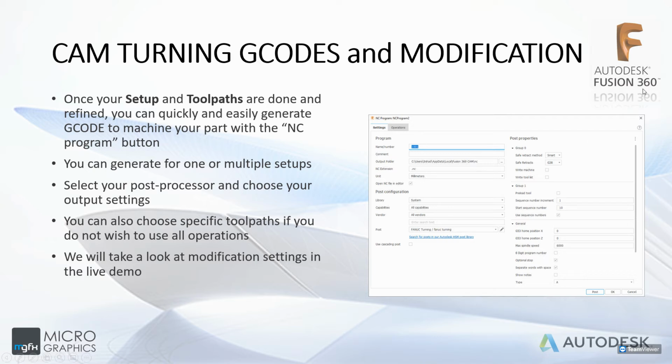And if you look on the right-hand side, you will find post properties. This will allow you to quickly change certain things that are exclusive to that post processor. So Fanuc turning, for example, will allow you certain options. It will allow you to enter a G53 home position X. It will allow you to preload the tool or modify the line numbers.